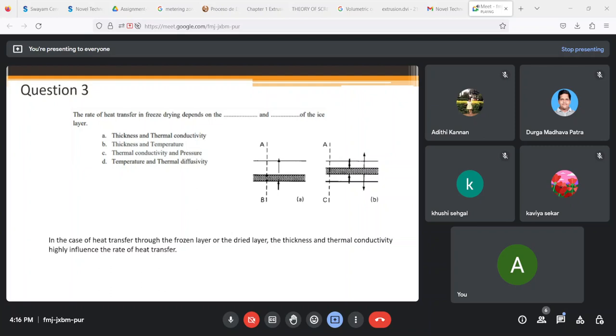Since here in this case we're talking about conduction, conduction mode of heat transfer. For conduction mode of heat transfer, both the thickness and the thermal conductivity play a very important role, and hence these two are the most major parameters that are involved in the rate of heat transfer. Whereas in the third case of heat transfer, where you are having microwave generation, it does not depend on thickness or thermal conductivity. Hope this is clear. So the answer is option A.